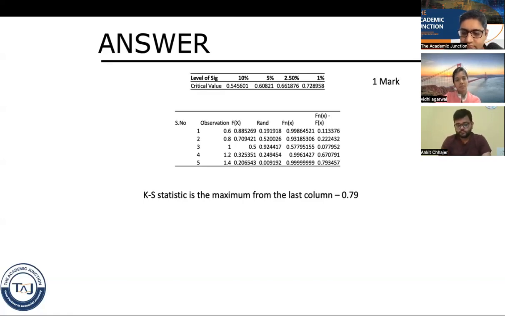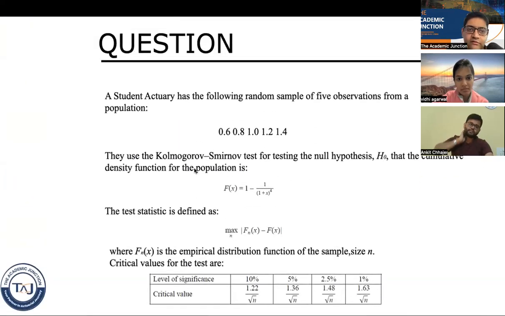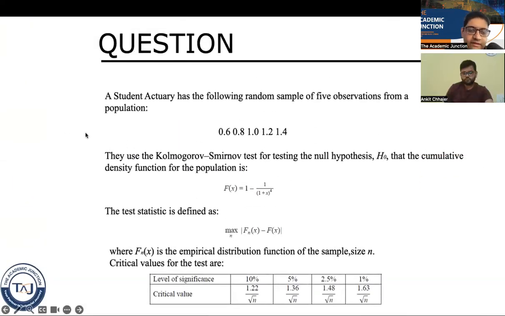How do you think about f of nx? No, function of n. So Fn of x is provided over here. Look at the test statistic, right? The test statistic is defined as max of absolute value of Fn of x minus f of x, where Fn of x is the empirical distribution function of the sample size n.